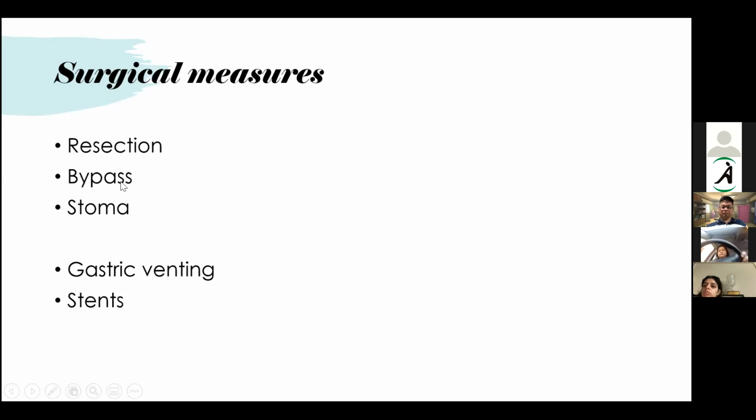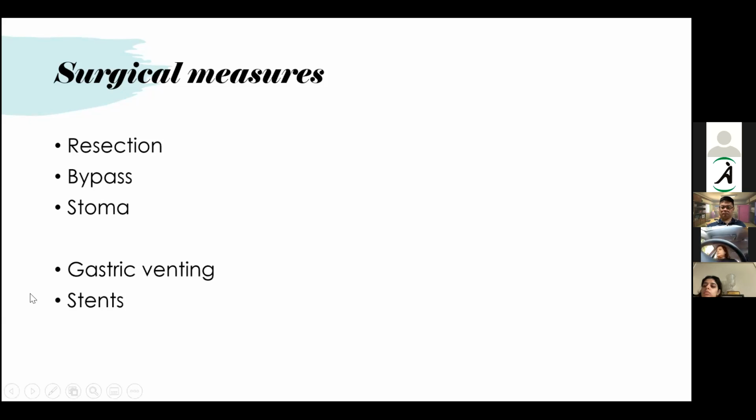The second thing would be bypass. For some reason, the particular segment of the bowel which is obstructed cannot be resected out, because it may be adherent to some of the adjacent structures. It cannot be resected out. What we can do is a bypass, like a gastrointestinal bypass. That is called a bypass.